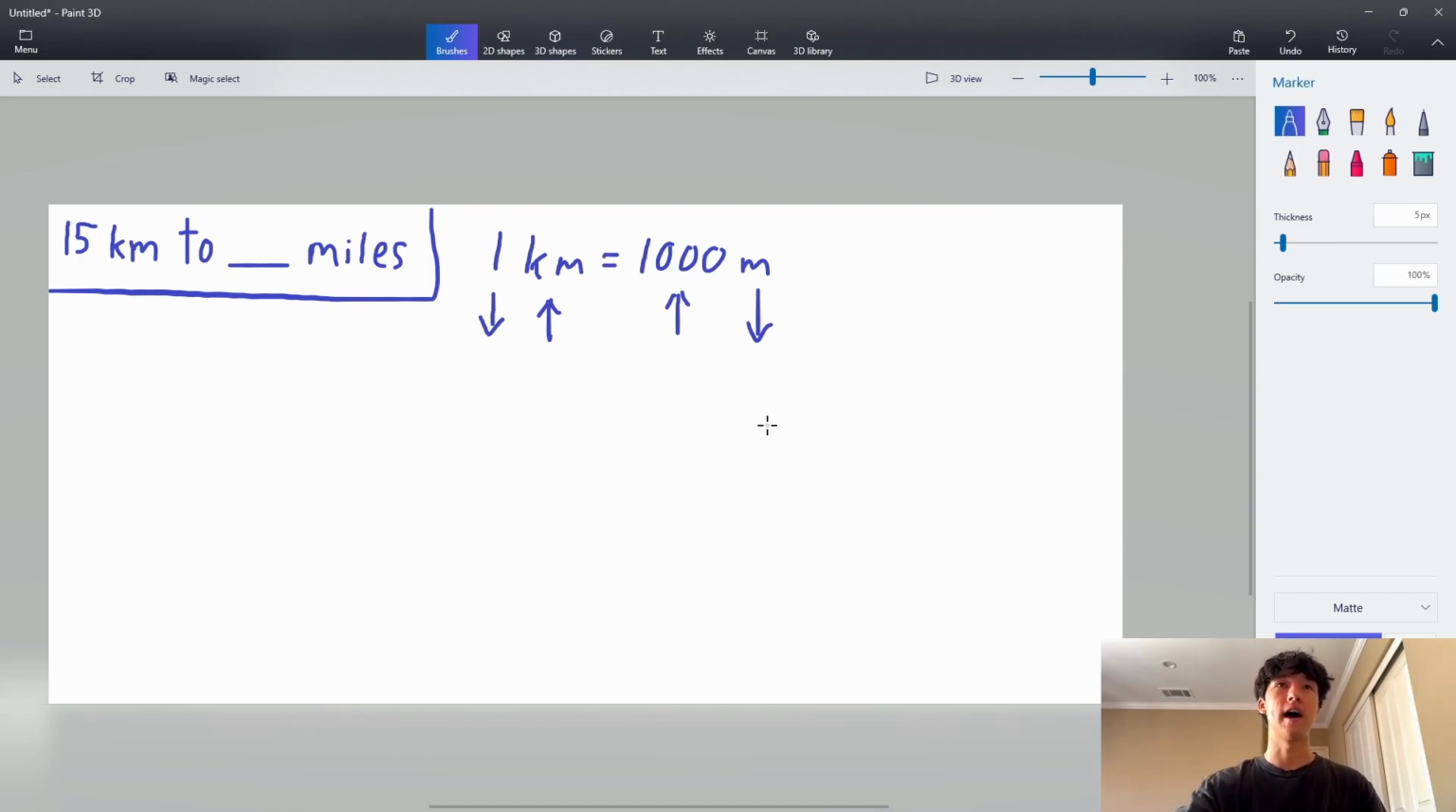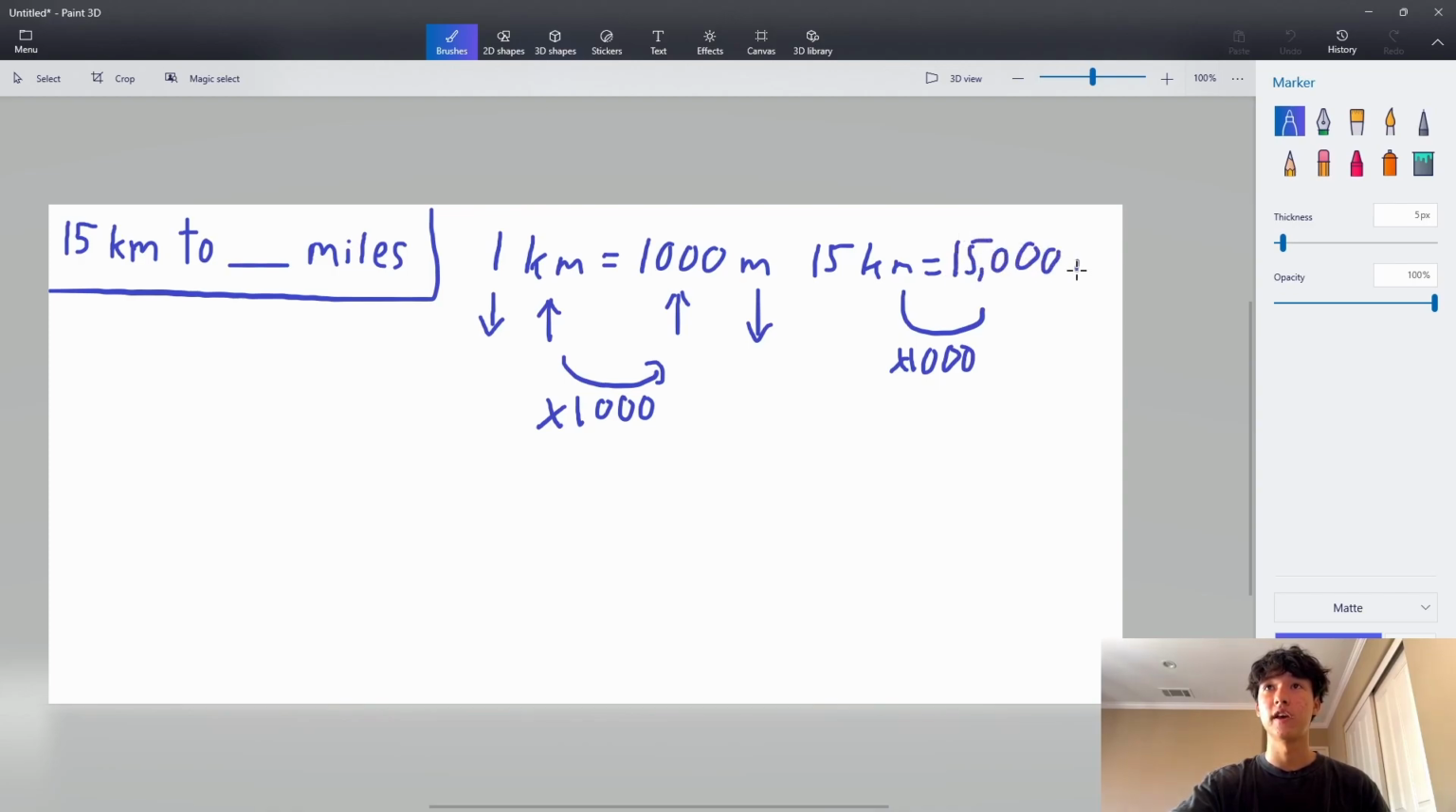Now we have 15 kilometers. This is just 1, right? So with 15 kilometers, we just multiply by 1,000, because here it was multiplied by 1,000. So we're multiplying by 1,000 again here, and 15 times 1,000 is just 15,000 meters. So we're turning that into meters.